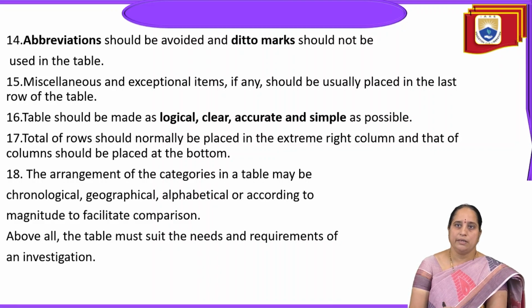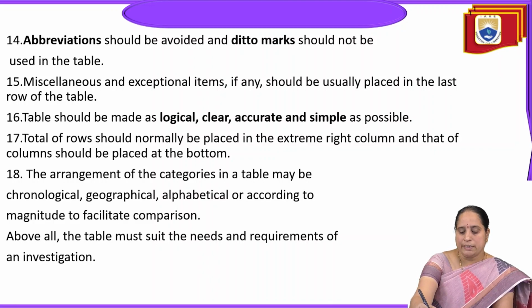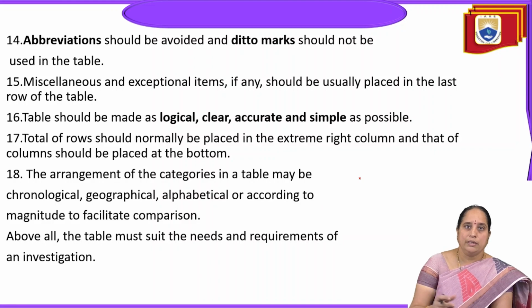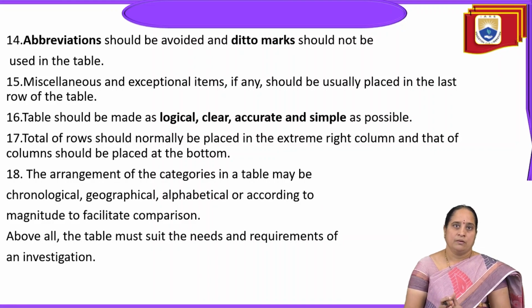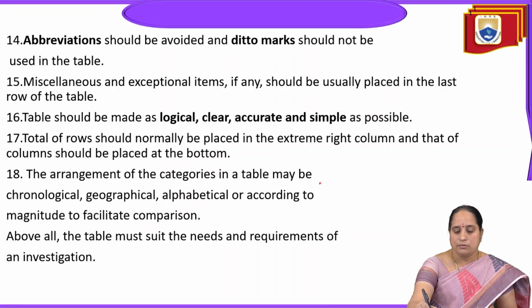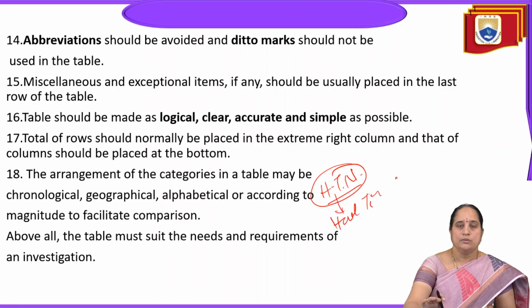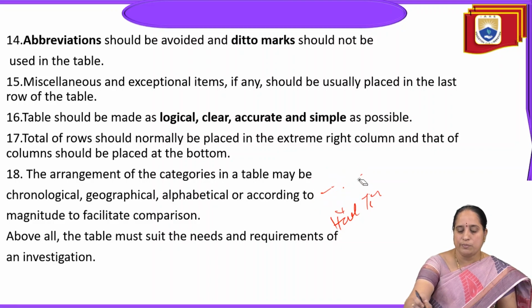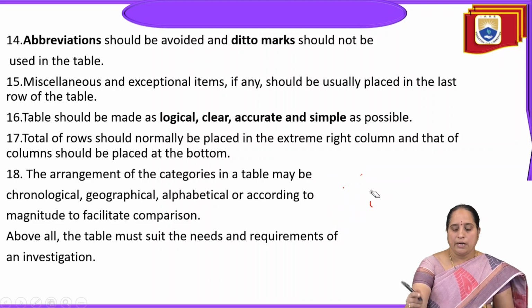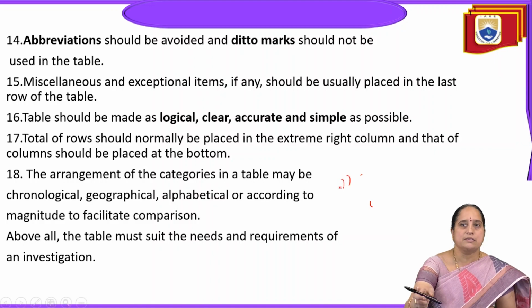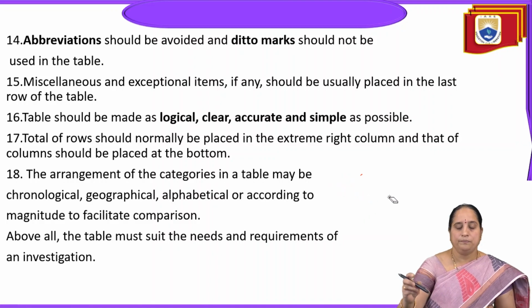Abbreviations should be avoided and ditto marks should not be used in the table. Some people write abbreviations instead of the full form. They are not going to elaborate the statement, they will just mention HTN. So what is this HTN? People don't know. For that reason we have to write hall ticket number completely. So that kind of abbreviations or short forms should not be used in tables, and we should not use ditto marks in the table.